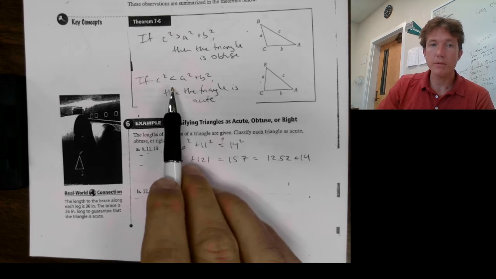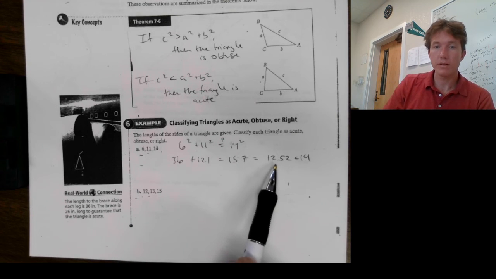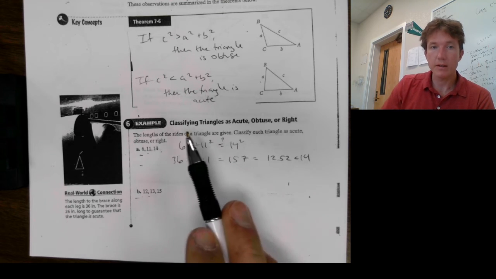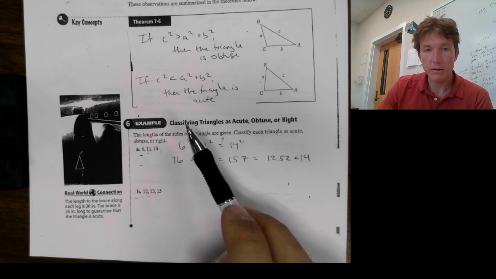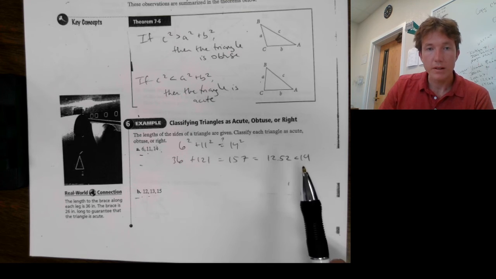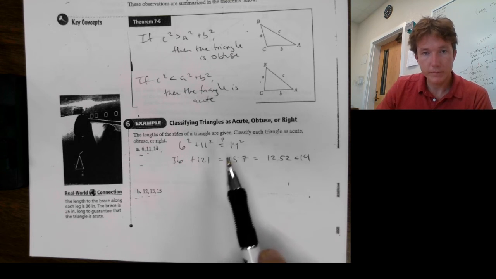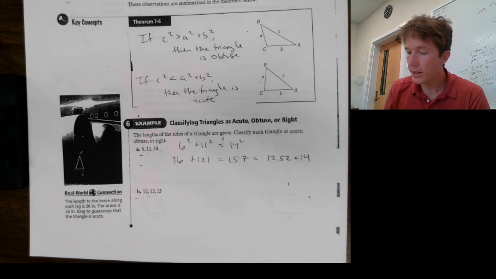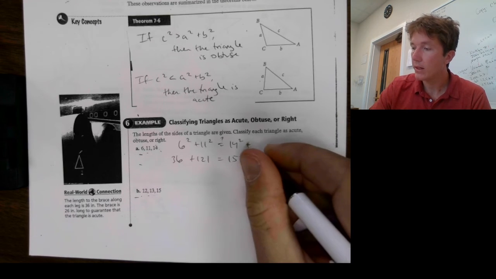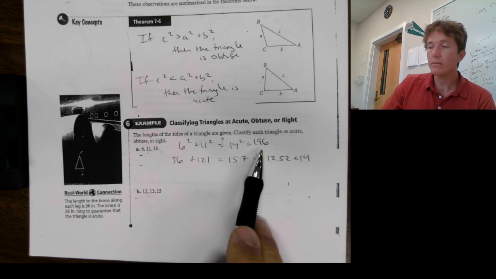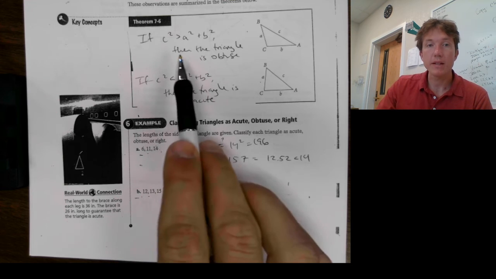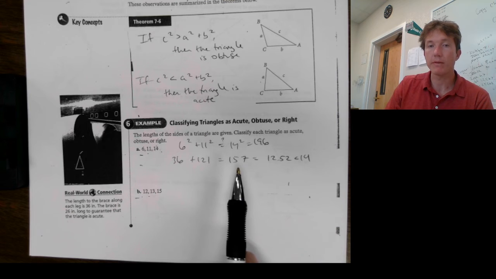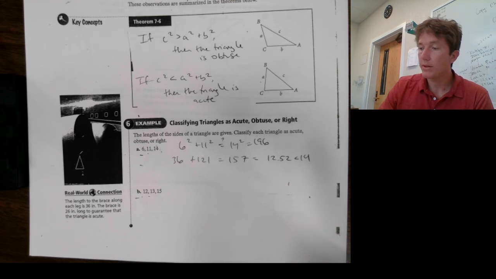So then we can use this theorem here. Oops, I'm doing it backwards. C squared, so c squared here, in this case, 14 squared is 196. 196 is greater than 36 plus 121. That was 157. So the triangle is obtuse.